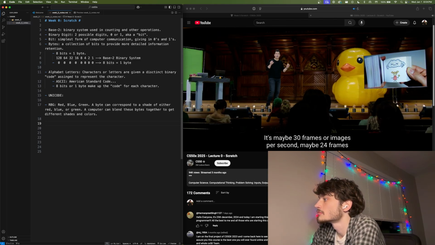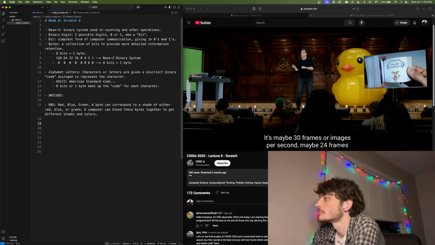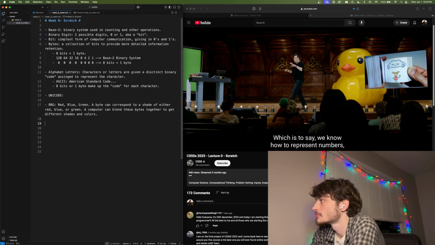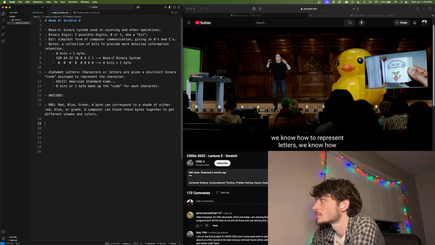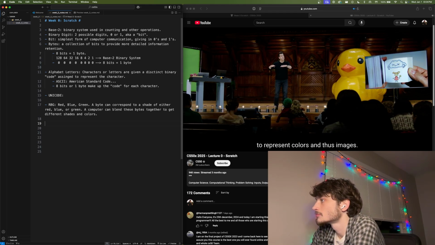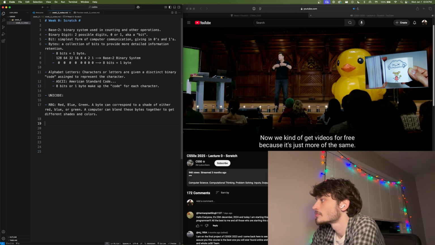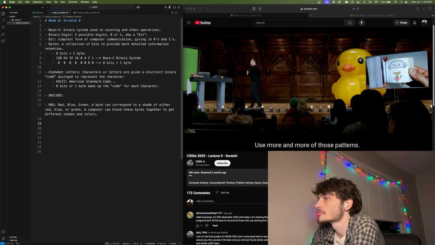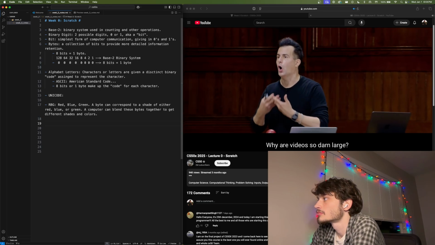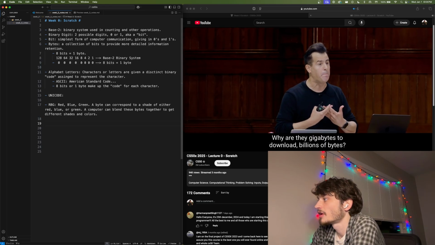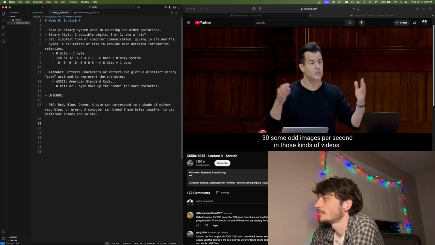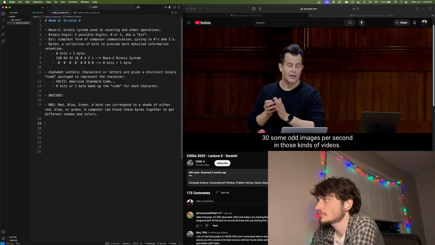It's maybe 30 frames or images per second, maybe 24 frames or images per second, which is to say, we know how to represent numbers, we know how to represent letters, we know how to represent colors and thus images. Now we kind of get videos for free because it's just more of the same. Use more and more of those patterns. Why are videos so darn large? Why are they gigabytes to download? Billions of bytes? Because there's so many darn images, 30 some odd images per second in those kinds of videos.